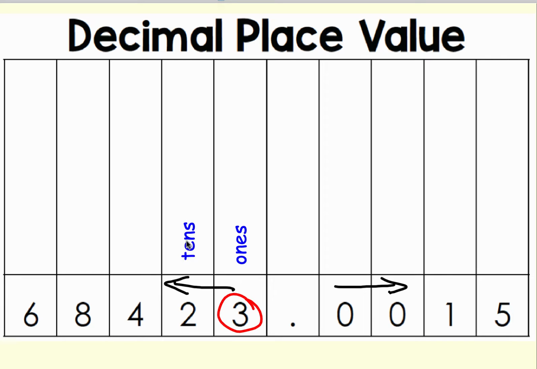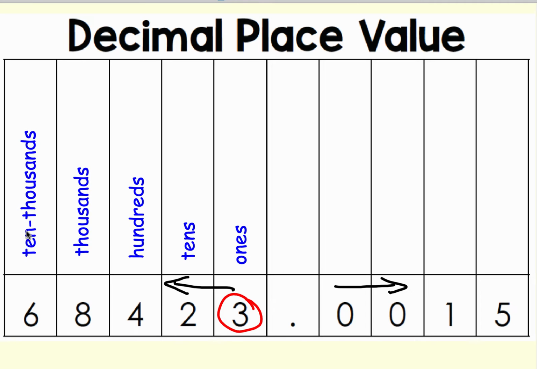And this number here is the tens place. This is the hundreds place. So this number, 423, would be pronounced 423. Thousands place and ten thousands place. So this number on the left of the decimal point, if I was pronouncing it, would be 68,423.